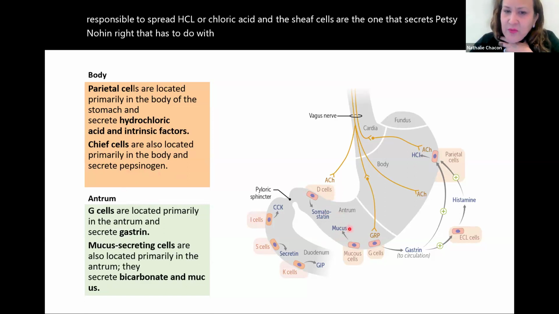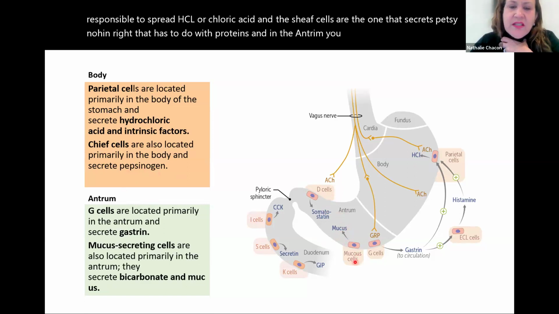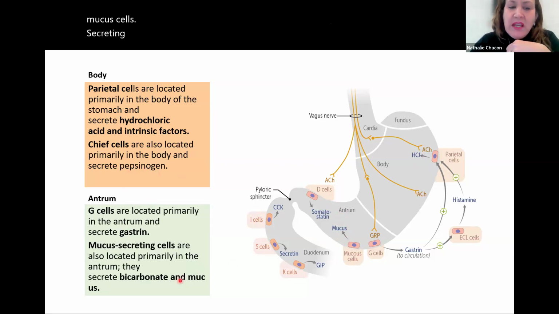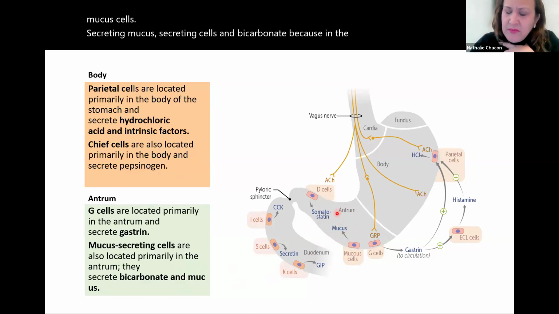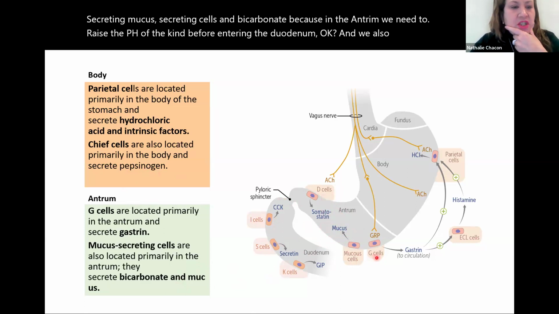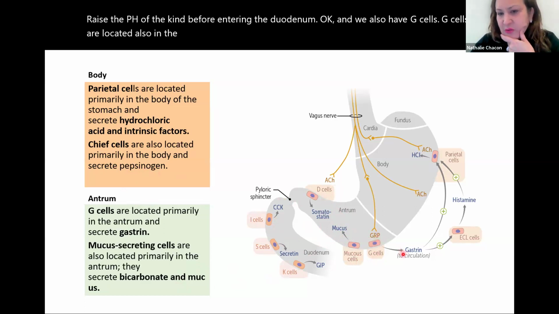And in the antrum, you have the mucus cells, secreting mucus, and bicarbonate, because in the antrum we need to raise the pH of the chyme before entering the duodenum. And we also have G cells. G cells are located also in the antrum and they secrete gastrin.